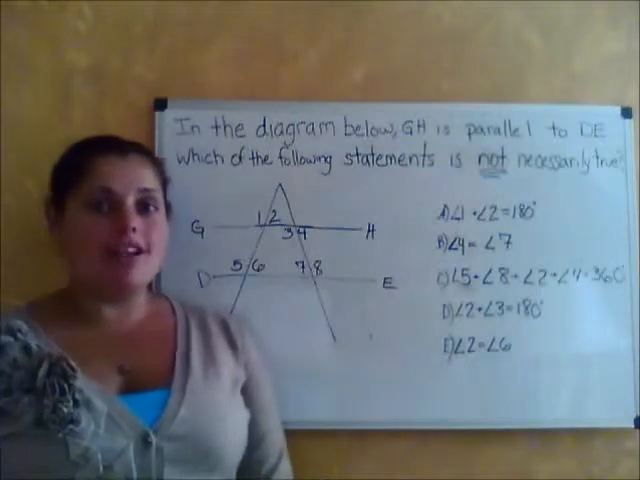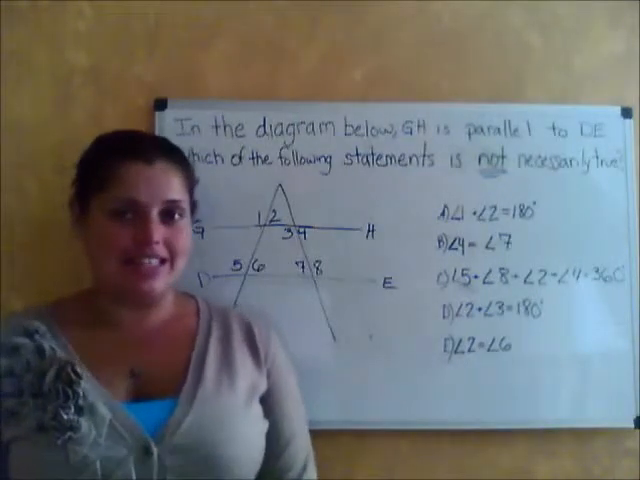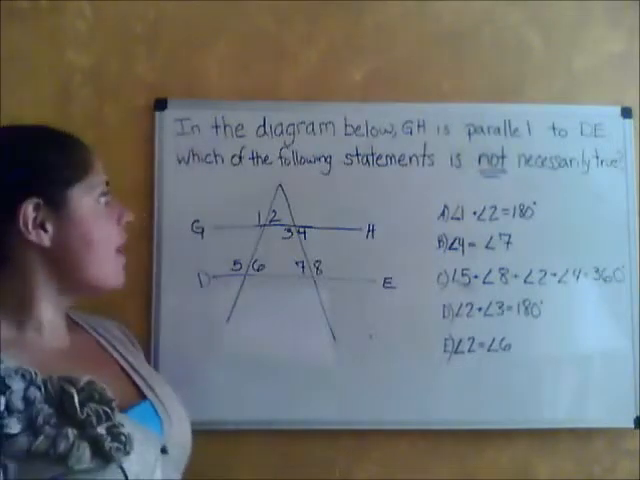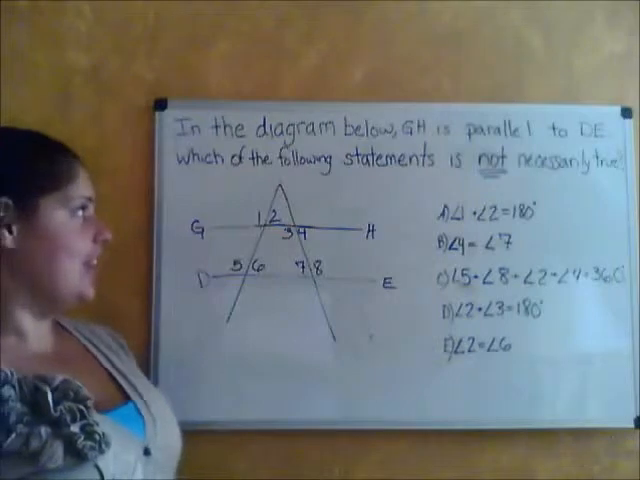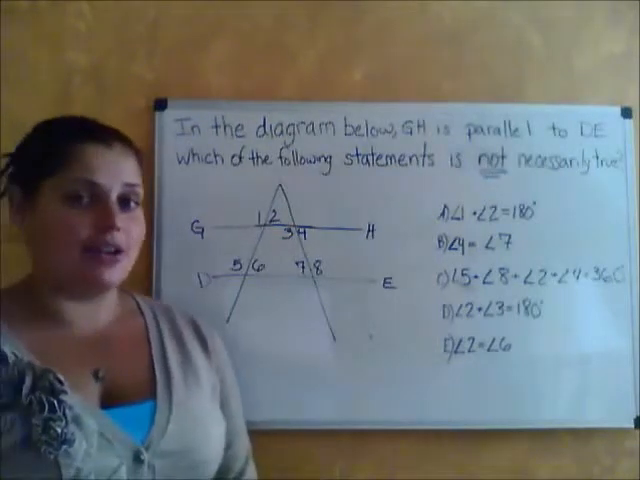The math section of the SAT has geometry problems like this one. Let's take a look at our question. In the diagram below, GH is parallel to DE. Which of the following statements is not necessarily true?